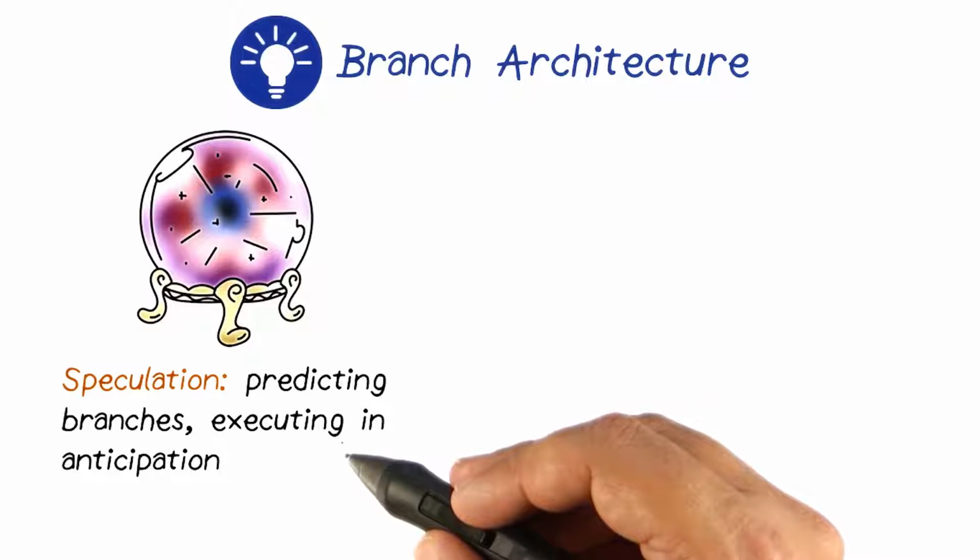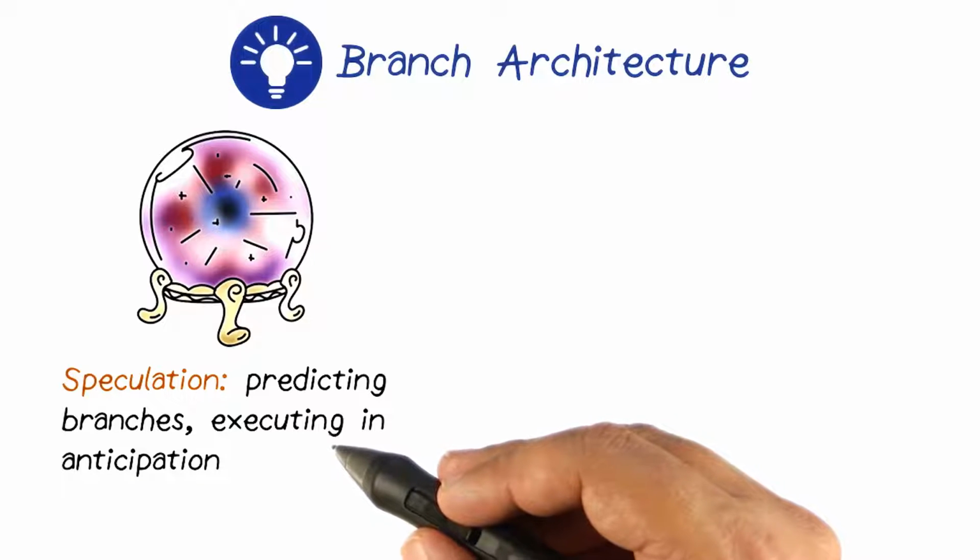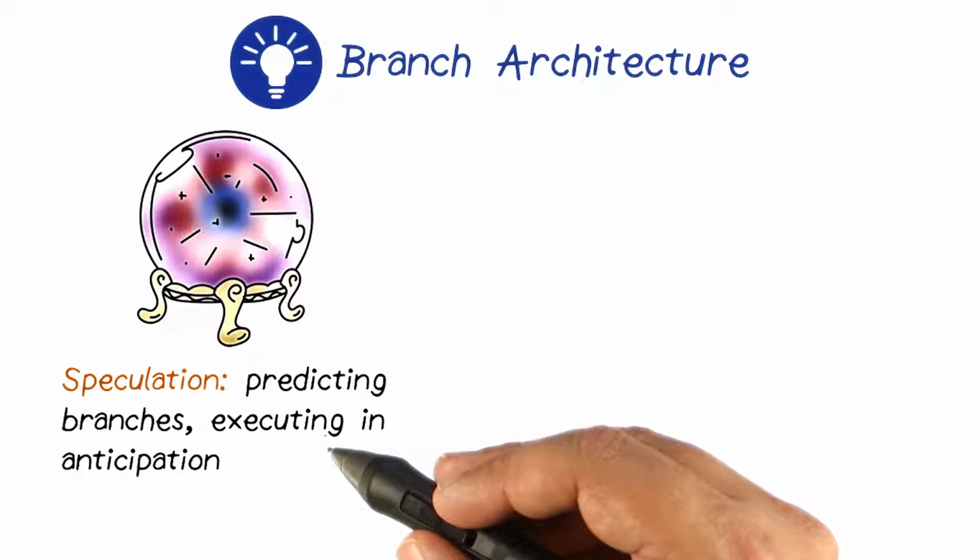First way to deal with the branches is anticipate. That is, we are going to see that, oh, this branch is going to go in this particular direction, and therefore I'm going to go ahead and execute those instructions in anticipation. That way of execution is called speculation.